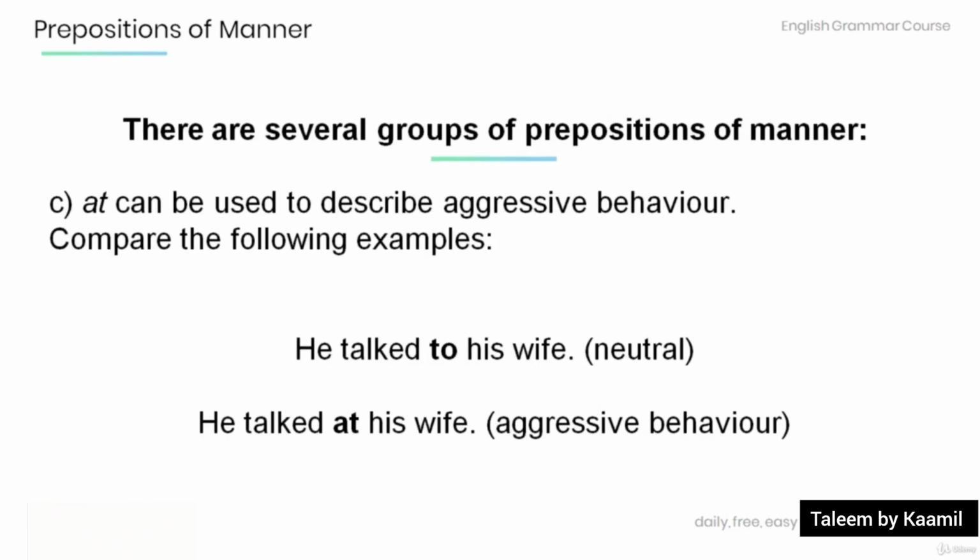C. At. At can be used to describe aggressive behavior. Now compare the following examples. He talked to his wife. He talked at his wife. Note that the first sentence has a neutral behavior, and in the second sentence, the preposition of manner "at" describes an aggressive behavior.